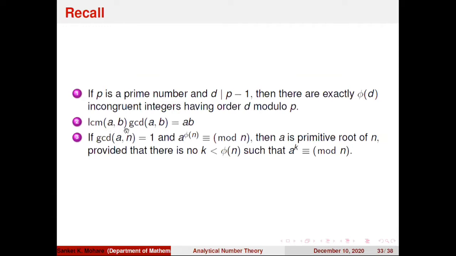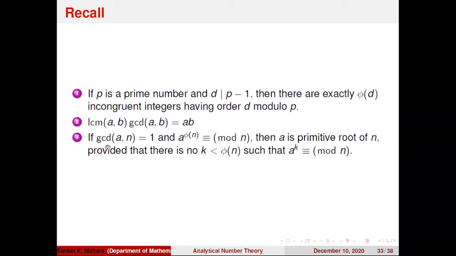Suppose a and b are two positive integers, then the product of their LCM and GCD is equal to the product of those two integers. It means LCM of a comma b multiplied by GCD of a comma b is equal to ab. This is an important relation in number theory. Here a and b are positive integers. We are going to use this relation in the second theorem of today's lecture. So from this relation, the value of LCM of a comma b is equal to the product ab upon GCD of a comma b.